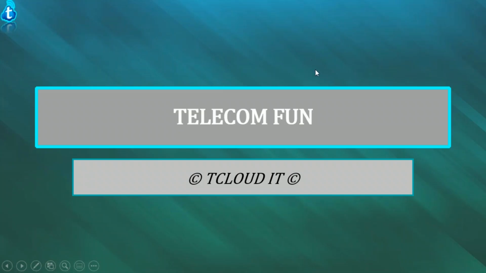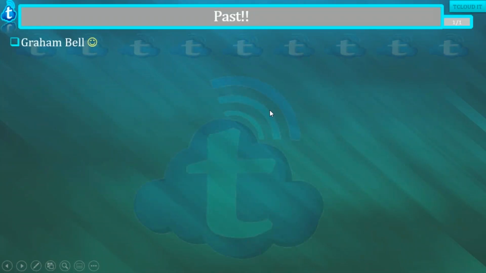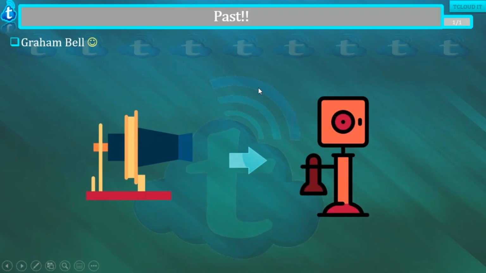So, telecom fundamentals. We all know that our telecommunication world started with this, where Graham Bell invented a landline phone, which basically has a mouthpiece and an earpiece. The earpiece goes on to your ear, and on the mouthpiece you will be speaking. This is the technical representation of the real-time device. This right-hand side part is the real-time device put in the form of a picture.